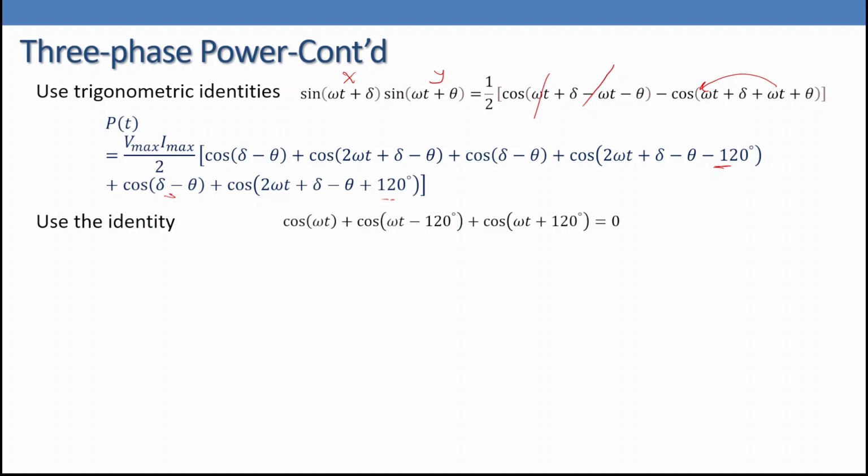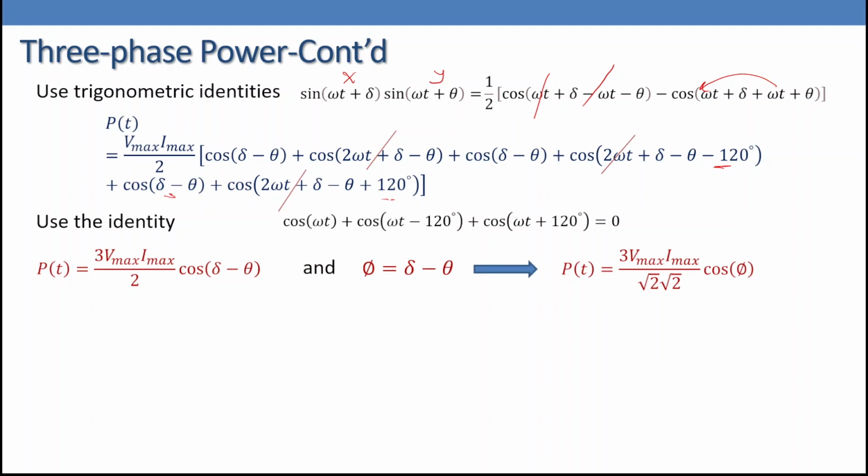Let's rearrange the equation. If you remember, cosine omega t plus cosine(omega t minus 120) plus cosine(omega t plus 120) equals 0. So these terms are going to cancel each other. So we end up with p(t) equals 3 V maximum I maximum over 2 cosine(delta minus theta). And we can say that phi, which is the impedance angle or the power factor angle, equals delta minus theta, which is the voltage angle minus the current angle. So we can write that as p(t) equals 3 V maximum I maximum, and instead of 2 will be root 2, cosine phi.